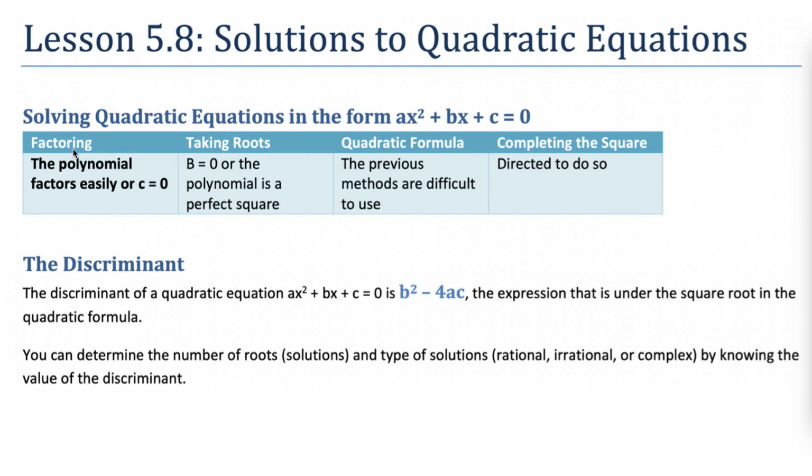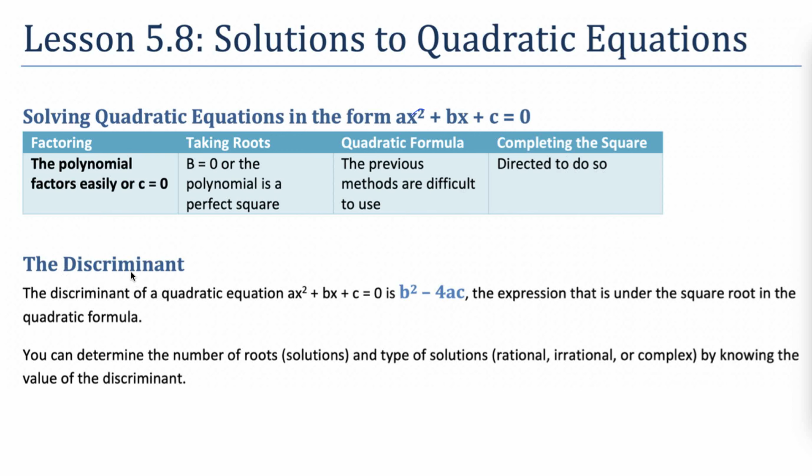Our best and most efficient way to solve, if possible, is usually factoring. So if you can factor, you should do that because that's quick. If you recognize that b is equal to 0, this should be a lowercase b. If b is equal to 0, so you just have a squared term and a constant term, then you should be able to solve by taking square roots. If neither of those work, those you can usually tell quickly if they're going to work, go ahead and use the quadratic formula. We learned completing the square, but really completing the square is inefficient, so you only do that if you're told to do so.